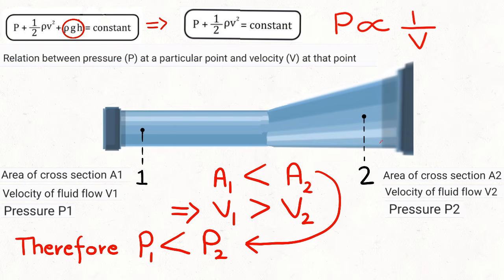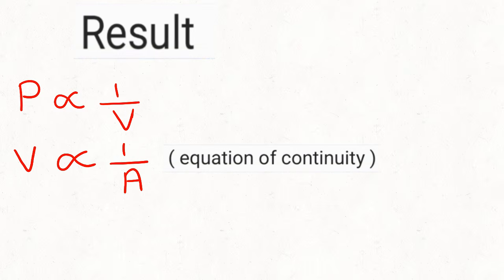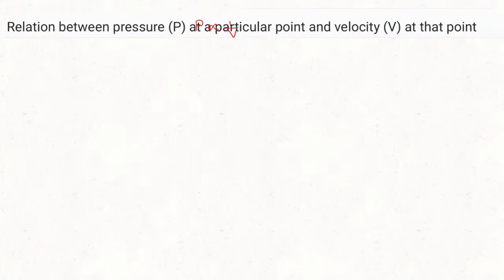From the obtained results, it is also clear that pressure at a point is directly proportional to the area of cross-section. So the final results are: pressure is inversely proportional to velocity of fluid, and velocity of fluid is inversely proportional to area of cross-section, which is nothing but the equation of continuity. And finally, pressure is directly proportional to area of cross-section. We have now arrived at the relation between pressure and velocity of the fluid flow.